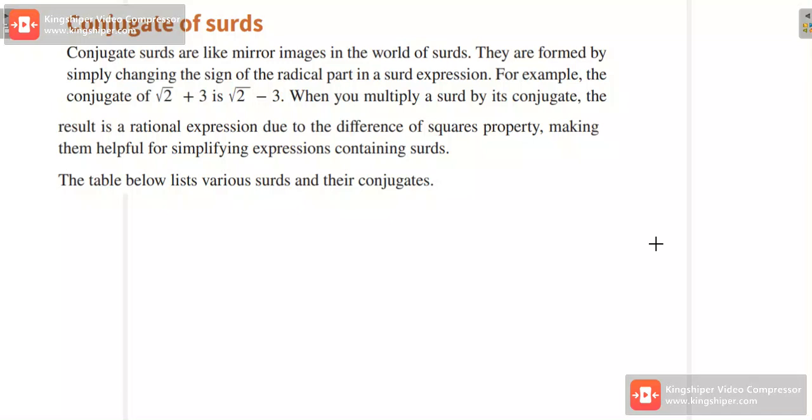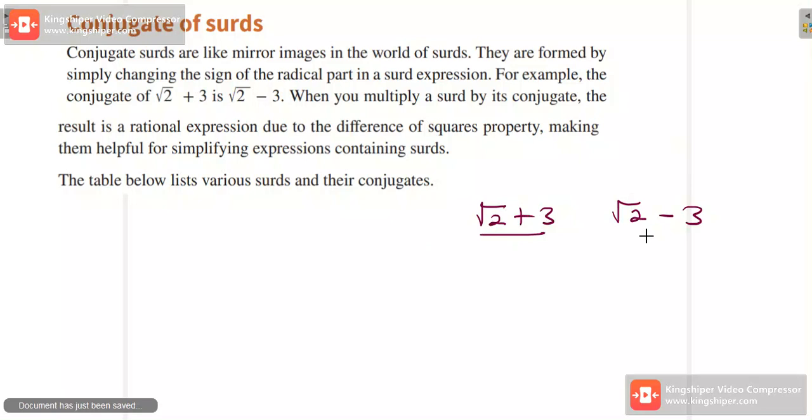For example, let's look at the conjugate. If we take the set root of 2 plus 3, its conjugate is simply root of 2 minus 3. That is when you change the addition to subtraction. So the conjugate of this is this. So it also means that the conjugate of this is also this, vice versa.